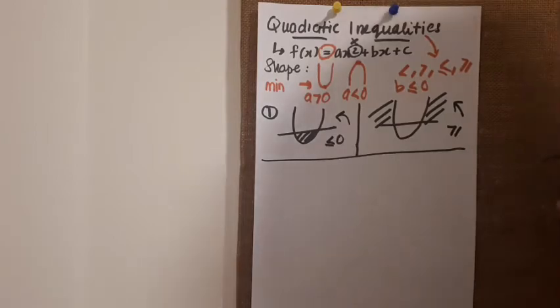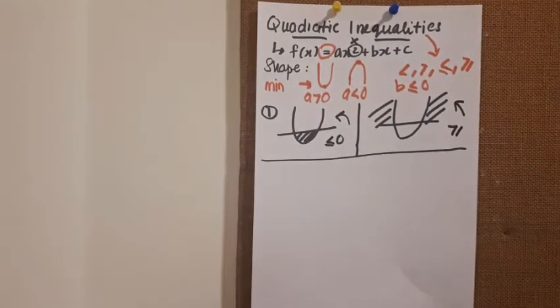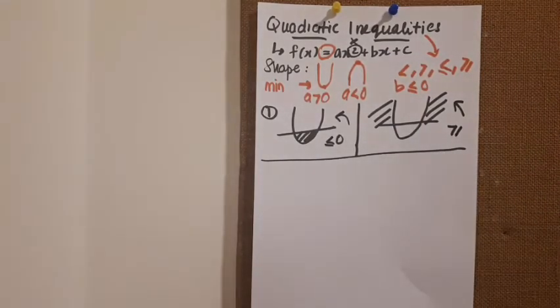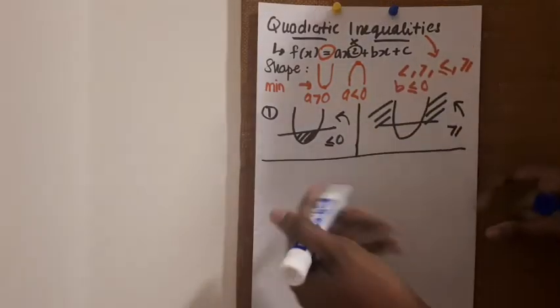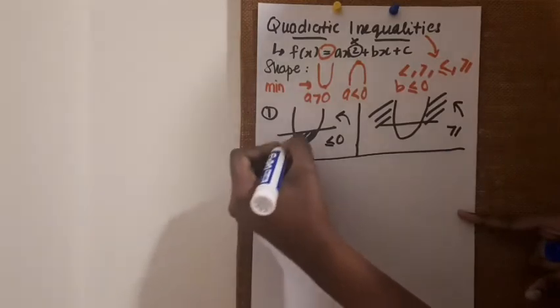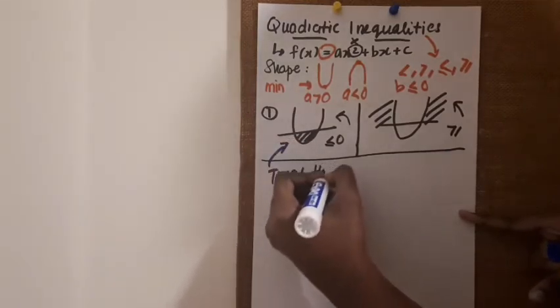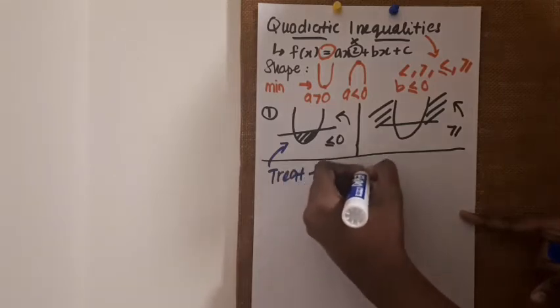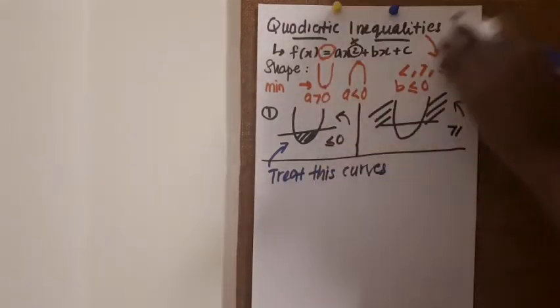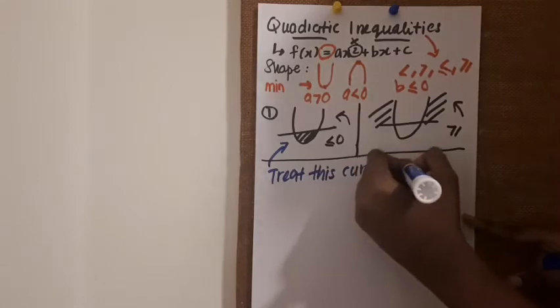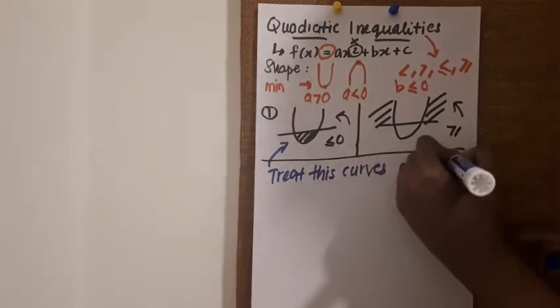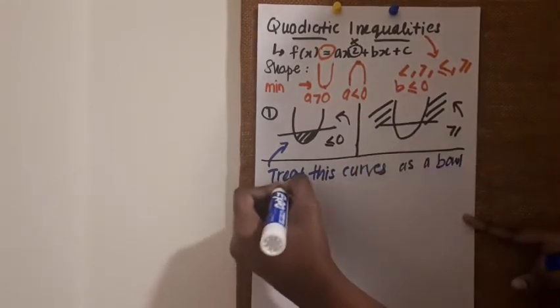How to remember these graphs? I will teach you one formula to remember this, which is to treat these curves, just for these quadratic inequalities, as a bowl of soup.